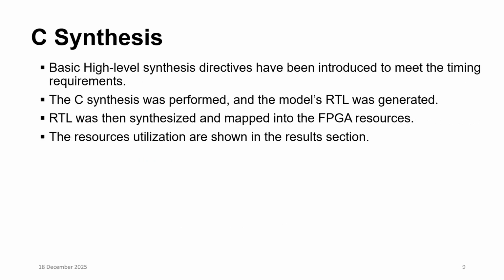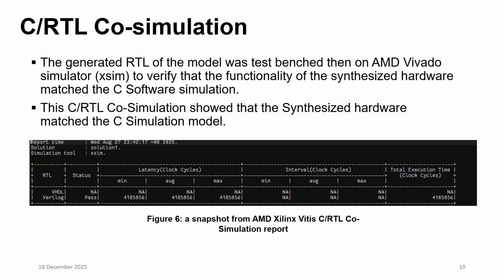Secondly, we tried a basic synthesis that meets the timing requirements, at different clock periods. We started with 8 nanoseconds, then went to 10 nanoseconds, up to 15 nanoseconds, which met the timing constraint. We then did the C synthesis, and the model RTL was generated. This RTL was then mapped to the FPGA resources, and I'm going to show the utilization in the results section. Thirdly, we made sure that this RTL matched the C simulation, which had already passed, through the co-simulation.